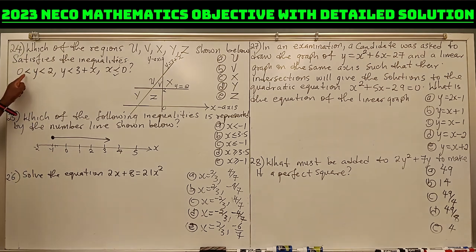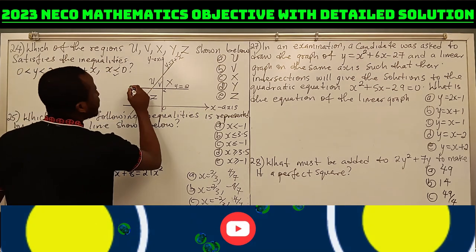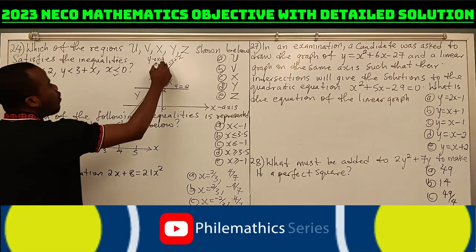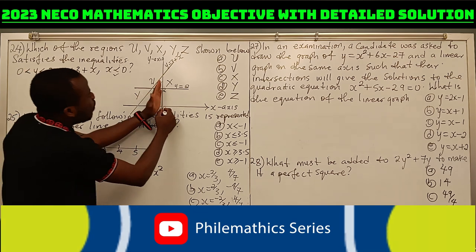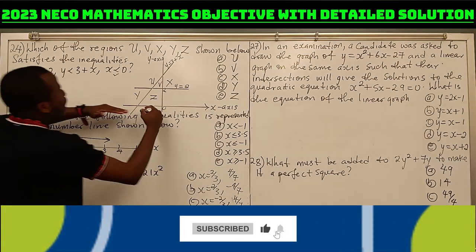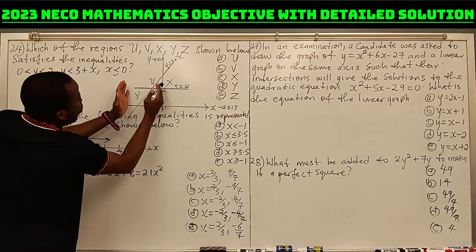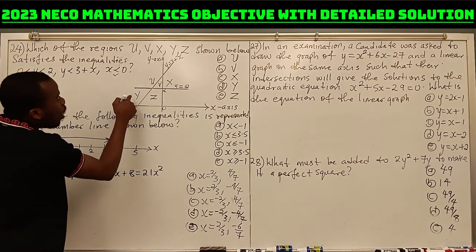Y is between 0 and 2. It means it will lie between this and this. So we have gotten a boundary that it will lie in the positive part of X. And now this boundary is giving us that it will lie between 0 and 2. So this is where we are left with this region, either Y or Z.